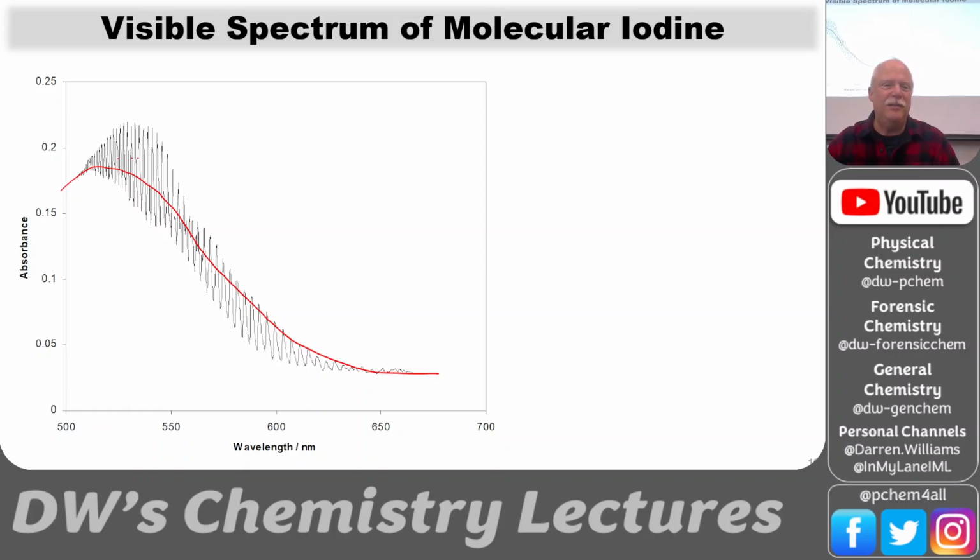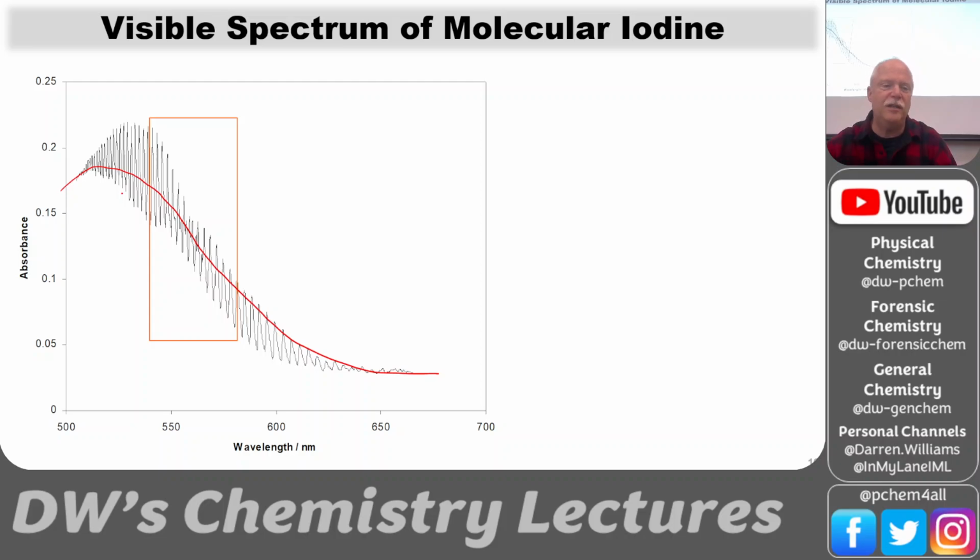Now, it's absorbing the green light. Remember 532, the green laser, the neodymium YAG laser doubled? It's 532, so that's green. It's absorbing the green and letting the blue through and letting the red through. So iodine looks purple when you see the gas of iodine. It's a purple gas because it's absorbing the green and letting the red and the blue through.